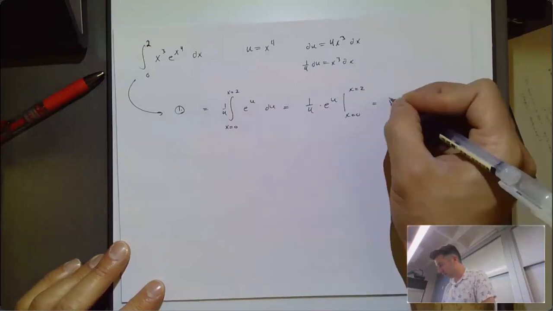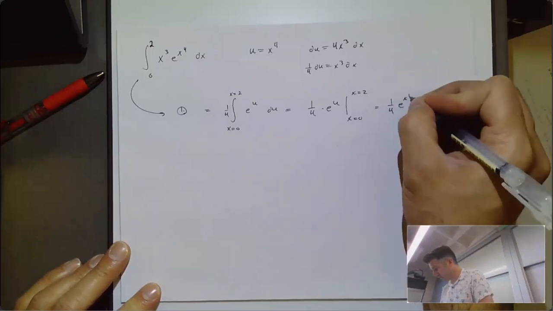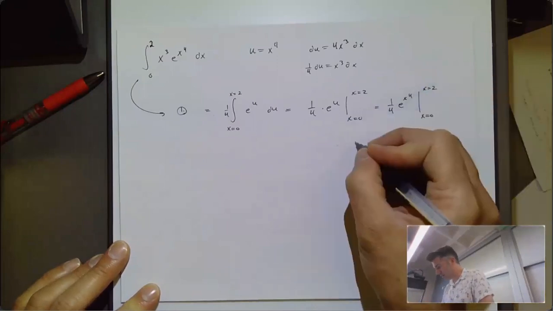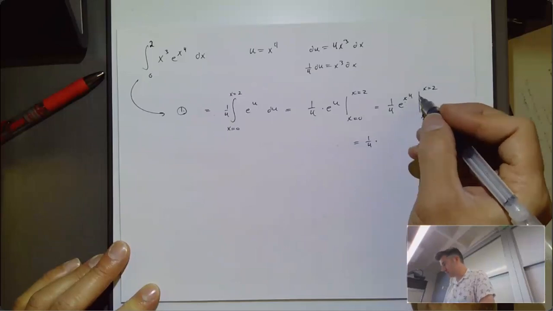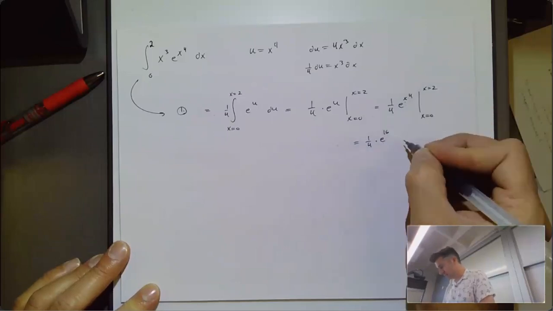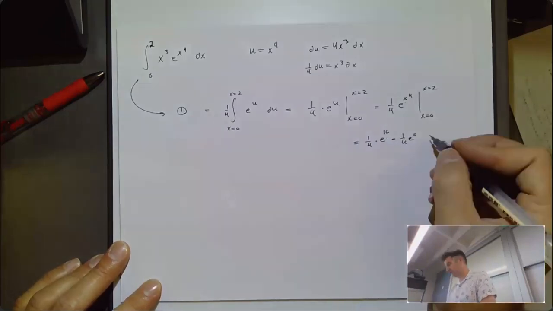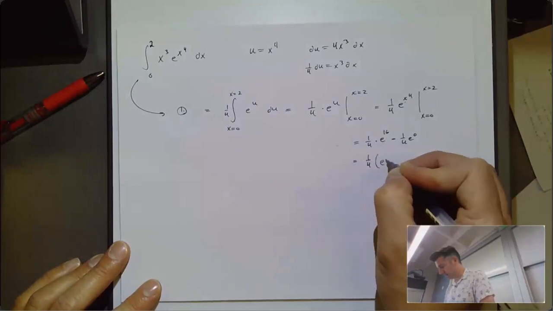And then we plug back in what u is equal to. So it's 1/4 e to the x to the 4th from x equals 0 to x equals 2. And then we get 1/4 times e to the 2 to the 4th, which is e to the 16th, minus 1/4 times e to the 0. And simplifying this a tiny bit more, you get 1/4 times e to the 16th minus 1.